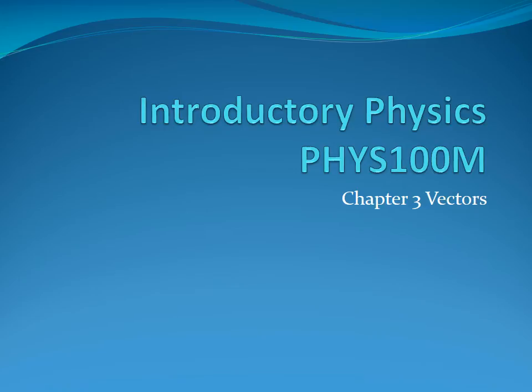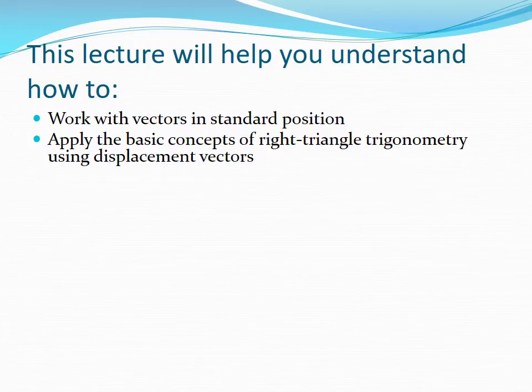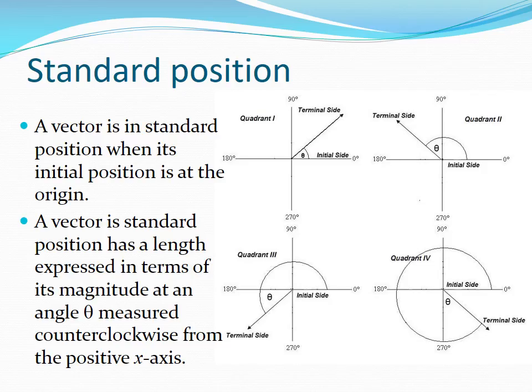Chapter 3, Vectors. This lecture will help you understand how to work with vectors in standard position and apply the basic concepts of right triangle trigonometry using displacement vectors. A vector is in standard position when its tail is at the origin. A vector in standard position has a length expressed in terms of its magnitude and an angle theta measured counterclockwise from the positive x-axis.